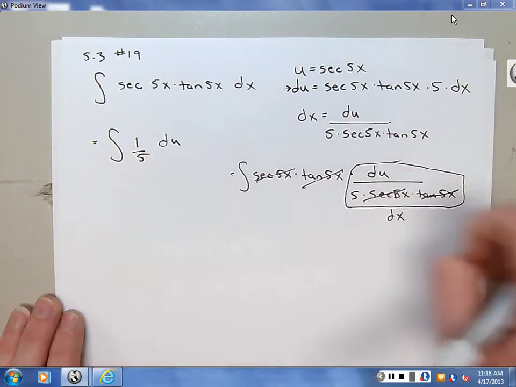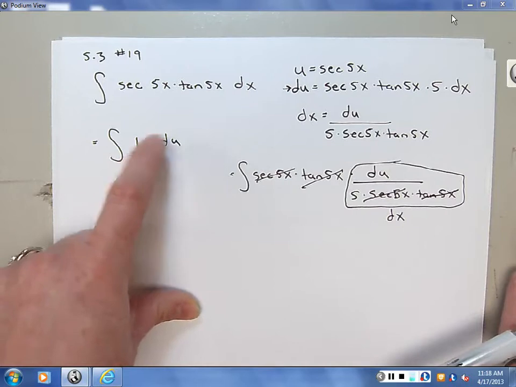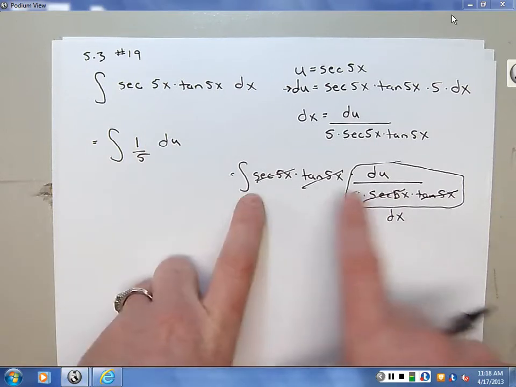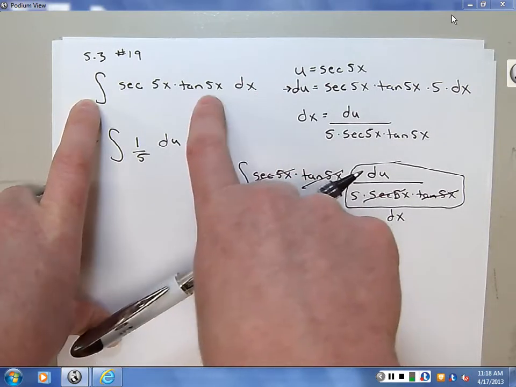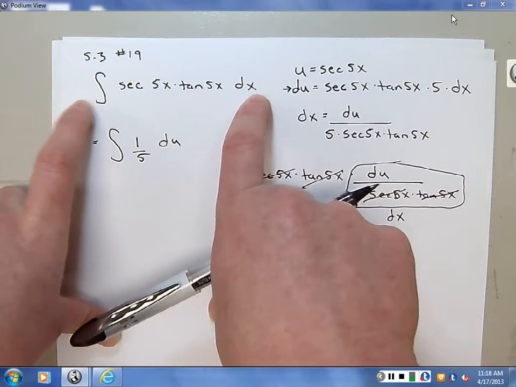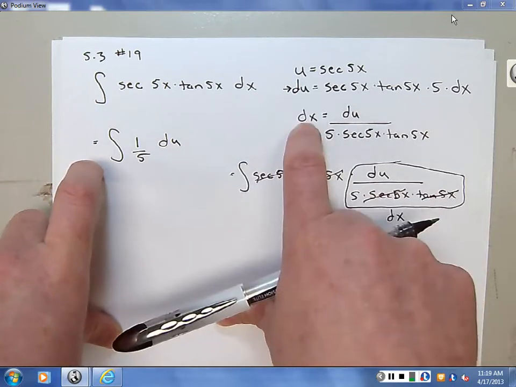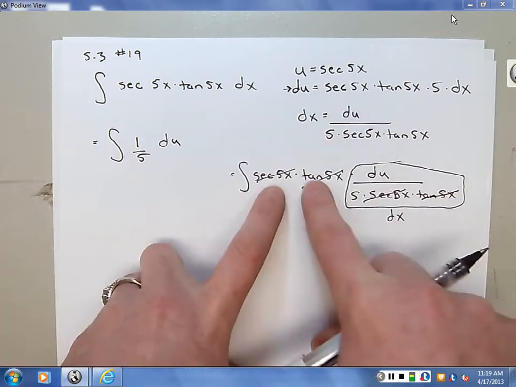So the answer was 150? The integral of 150u is the integration. How did you get 150u? So from here, I said, okay, I need a secant tangent dx to cancel to get it in terms of u. So I solve for dx in terms of du, replace that, and I'm left with a 1/5 du.